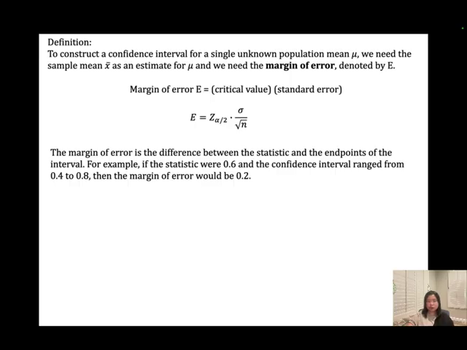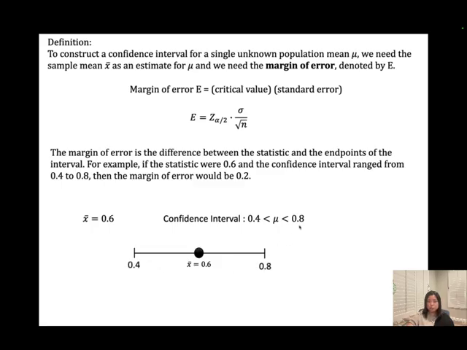And the margin of error is the difference between the statistic and the endpoints of the interval. For example, if the statistic were 0.6 and the confidence interval ranged from 0.4 to 0.8, then the margin of error would be 0.2. So let me state all the information here. I assume the statistic is my sample mean, 0.6, and my confidence interval is from 0.4 to 0.8. So the picture looks like this: the sample mean is 0.6, and the endpoints are 0.4 and 0.8.